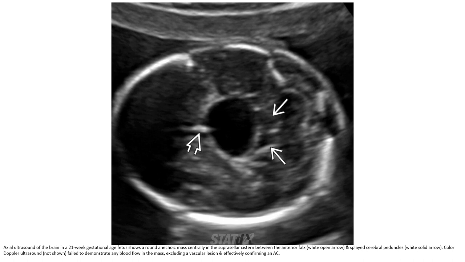Next, ultrasound of the brain at 21 weeks gestation shows a midline cystic lesion in the suprasellar cistern between the anterior cerebral arteries. Color Doppler ultrasound failed to demonstrate any blood flow in the lesion, excluding a vascular etiology and effectively confirming an arachnoid cyst.